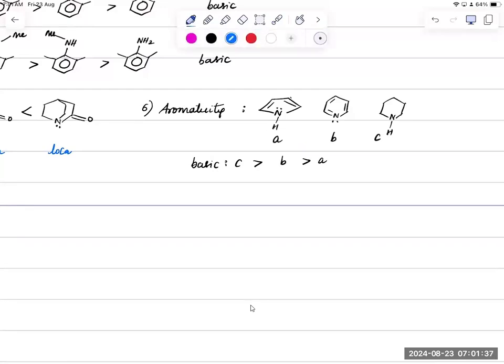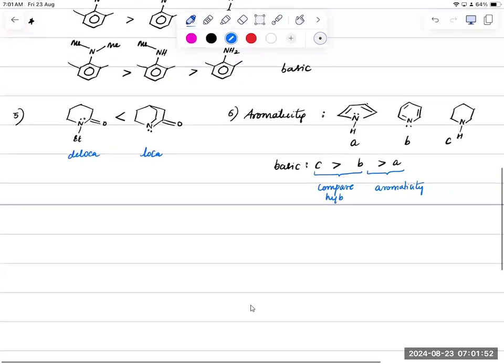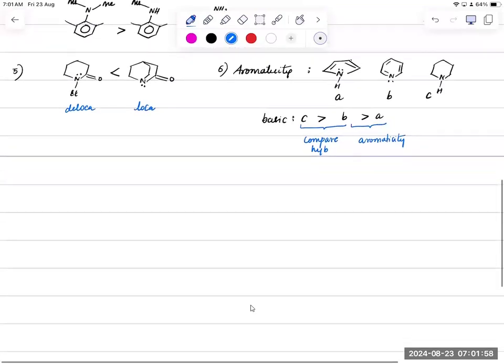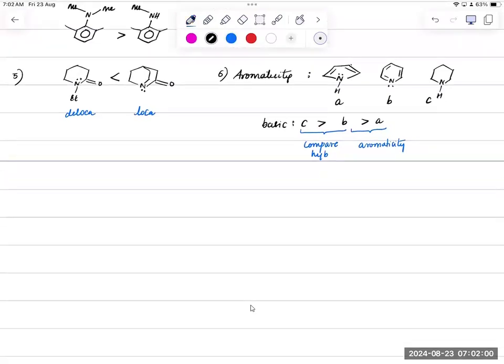Okay, remember between C and B, compare hybridization. Okay, and A is aromaticity. If we compare aromaticity, that will be the least basic in nature. I suppose this part is clear everywhere. Okay, next.